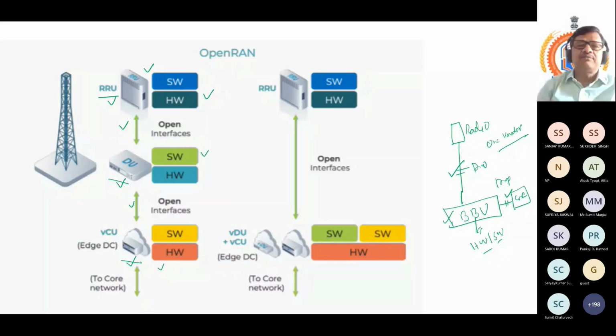D is also software, can be deployed on any generic hardware. CU is also software, can be deployed on hardware. So anybody can build, and you can mix and match equipment from different vendors in an Open RAN. So that's the concept of Open RAN.